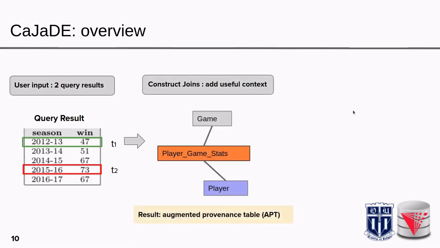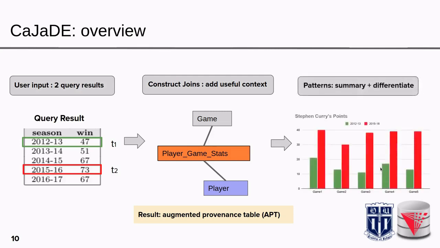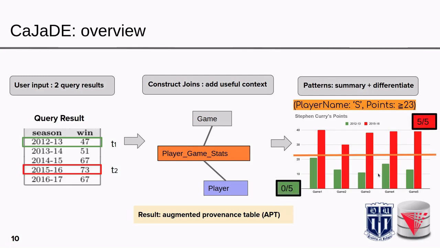CaJaDE then tries to find patterns that are good at both summarizing the information and differentiating the two query results. Like in this example, we have player Stephen Curry and points bigger or equal to 23 points, which perfectly summarizes the 2015-16 season because all of the tuples match the pattern description. At the same time, for 2012-13 season, none of the 5 tuples match the description. Thus, this pattern perfectly differentiates the 2 inputs.